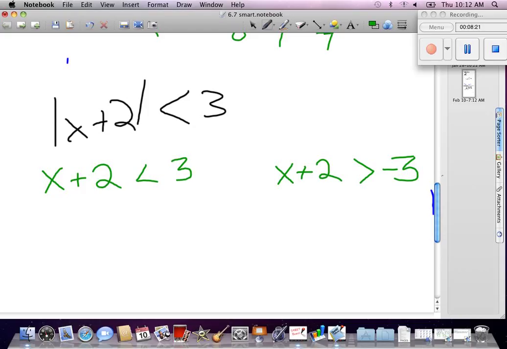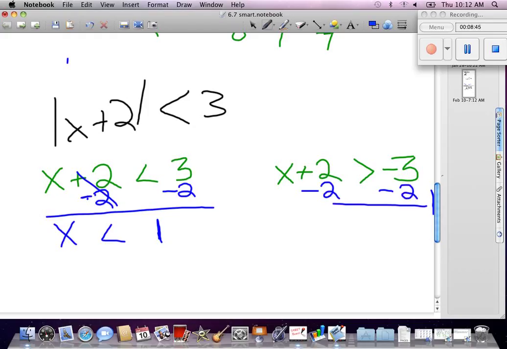So, Josh, what is my first step? Subtract 2. Good. Subtract 2. Do you always add or subtract first? And we end up with X, writing down your sign, is less than 1. Right? Yeah. Deja, what about this side? Well, we know we have to do -2, right? Tell me what my answer is. Excellent. Greater than -5. Now we have to graph it.